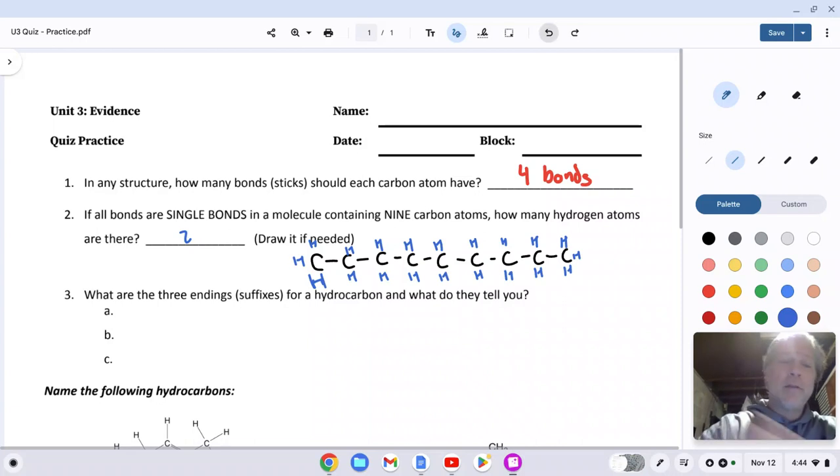And again, I tell you in the problem that you should draw if needed, and that certainly helped me, because I can't look at a structure like this and just know off the top of my head how many hydrogen atoms there are. I usually have to draw these things out myself.